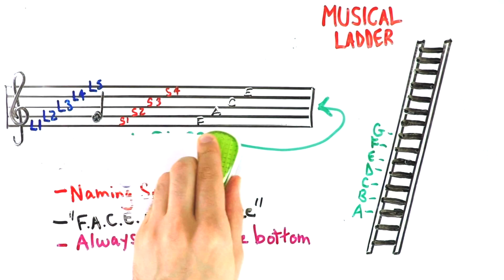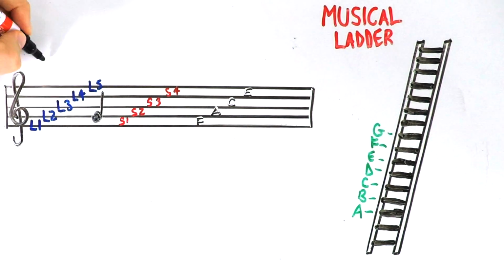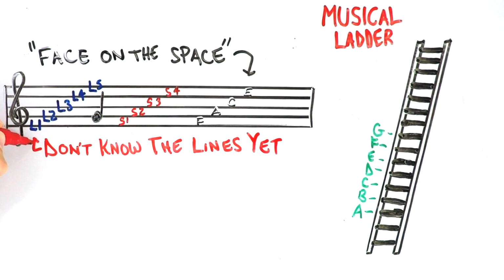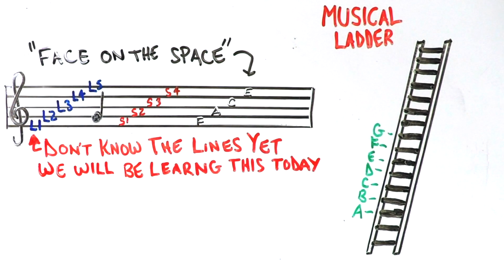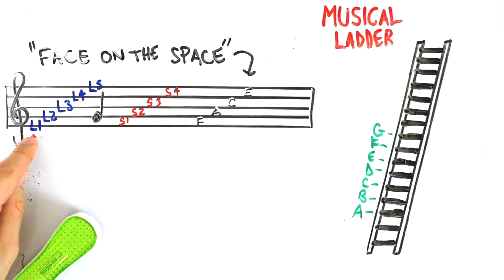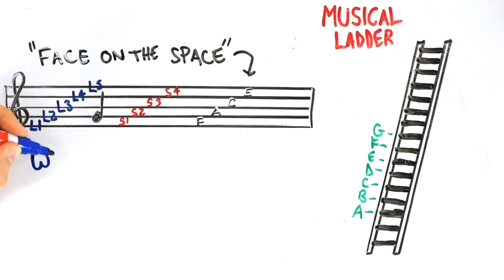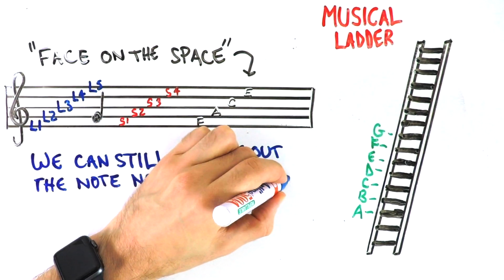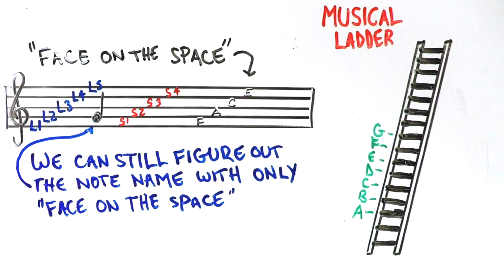Okay, so going back to the challenge from last episode, so we have our trick here that tells us the note names on the spaces, but we haven't learned how to figure out these lines yet. And that's actually what we're gonna be learning today, our second trick. That's the trick that's gonna tell us what the names are of the notes on the lines. But there's still a way to figure out the answer to this challenge just by using our first trick, face on the space.